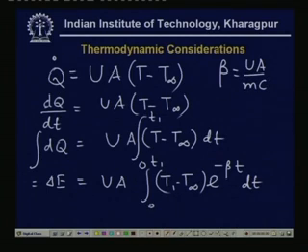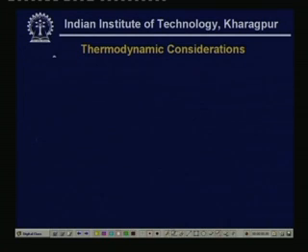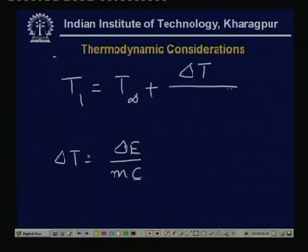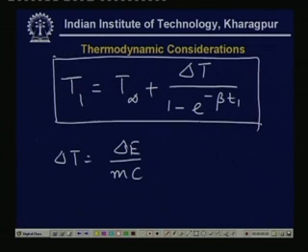Now, if you use that, then when we integrate here, after the integration we can find the following result, this is the final result we get: T1 is equal to T infinity plus delta T. Delta T, if you remember, is nothing but delta E divided by m c. So, T1 equals T infinity plus delta T divided by 1 minus e to the power minus beta T1. So, this is the final expression for the maximum temperature rise. T1 is the maximum temperature, which is the initial temperature.